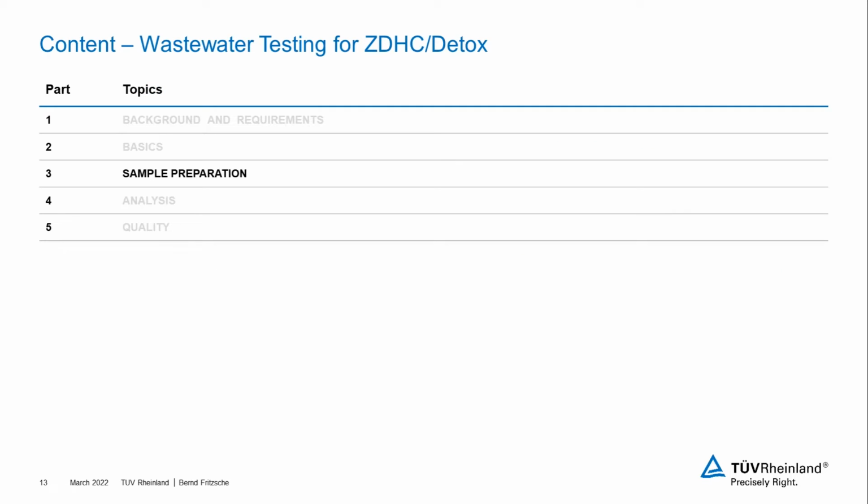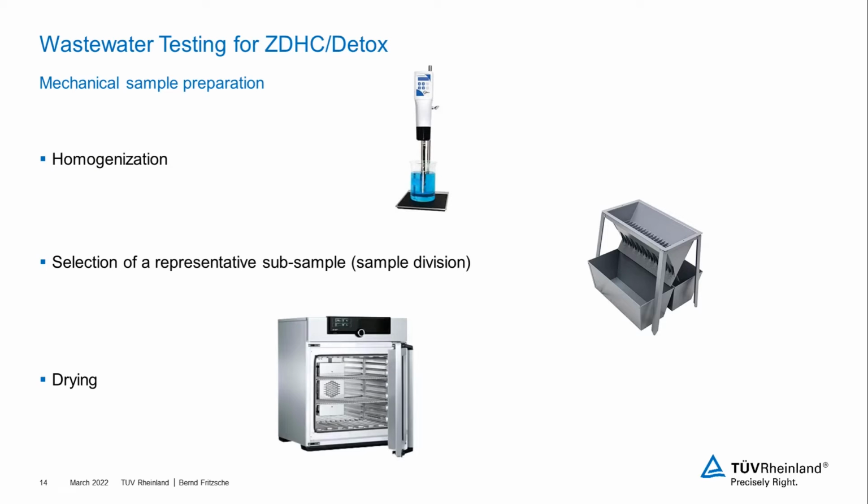In the following, let's have a look at sample preparation. Once the sample arrives at the laboratory, we will have to do some homogenization in order to make sure that the sample and the analyte are distributed homogeneously. Then we may also have to do further division, for example of sludge or soil samples, and those also need to be representative. Another stage frequently used for mechanical or physical sample preparation is drying in an oven, among others to determine the dry residue or to process the sample for the next steps.